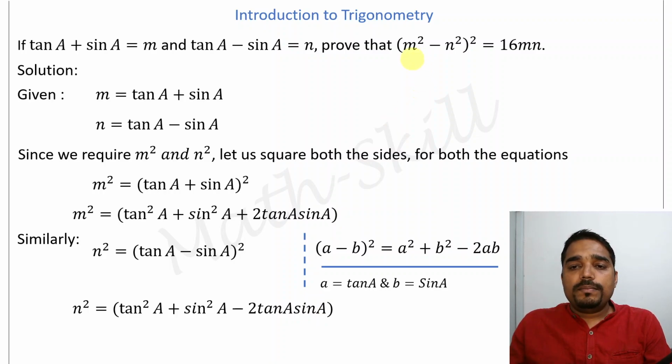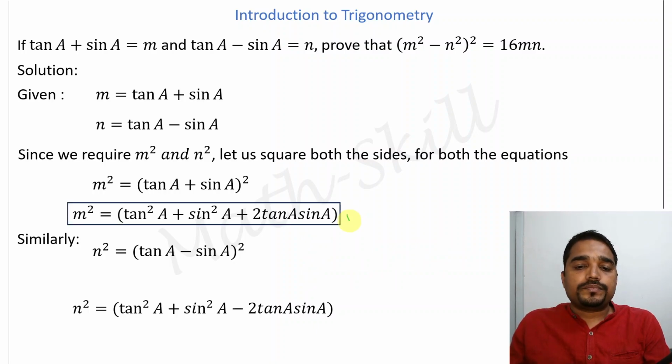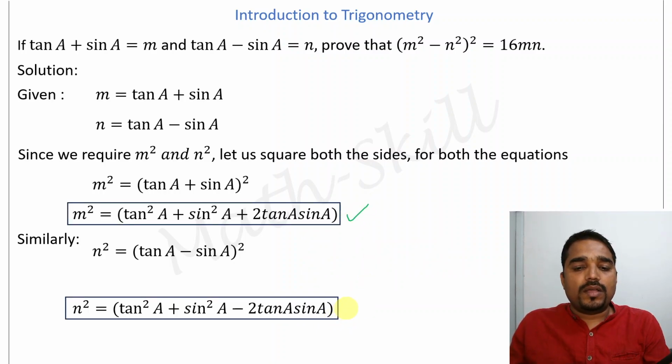In order to prove this, now let us find out the LHS separately, that is (m square minus n square) whole square. We have already found out m square and n square, that is m square is equal to this value and n square is equal to this value. Now let's try to find out (m square minus n square) whole square. So for that, let's note down the LHS.